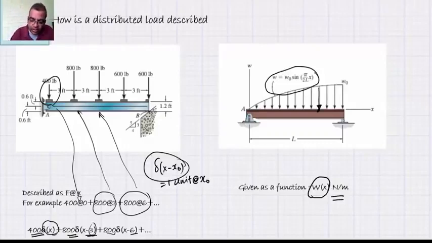This is the counterpart to this kind of thing. And since it's distributed, every value of x is allowed. Here only distinct values of x are allowed. You see what I mean? There every value of x is allowed. That's how distributed loads are described.